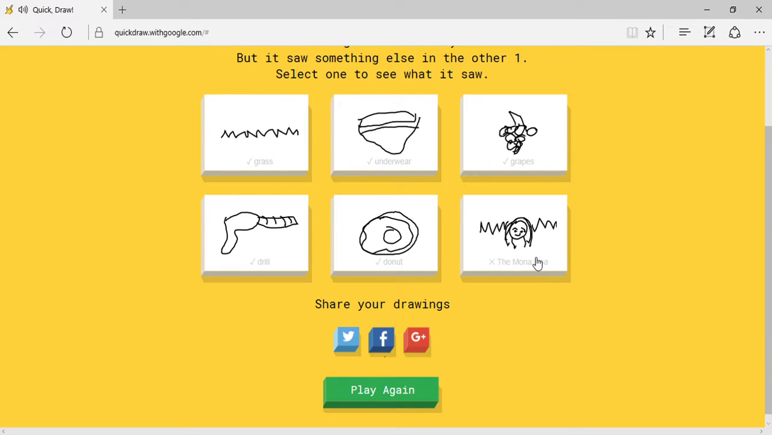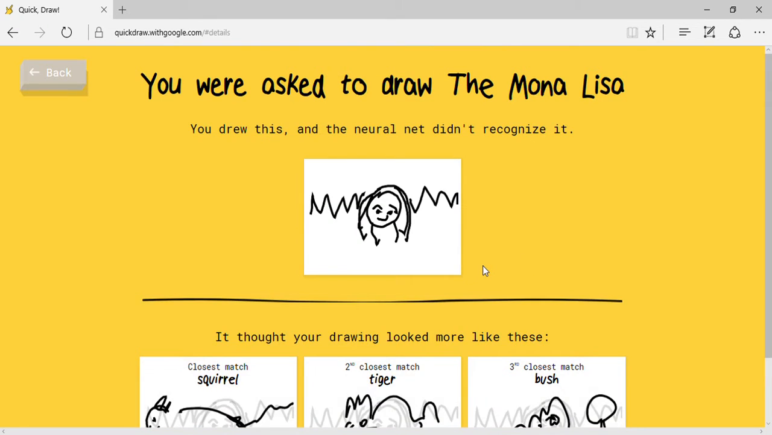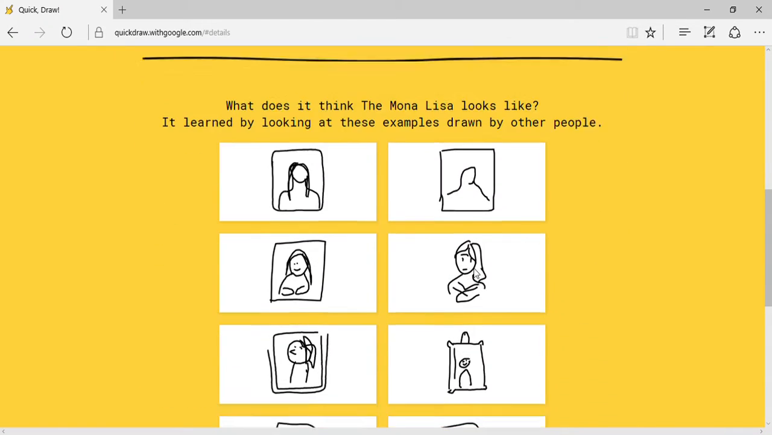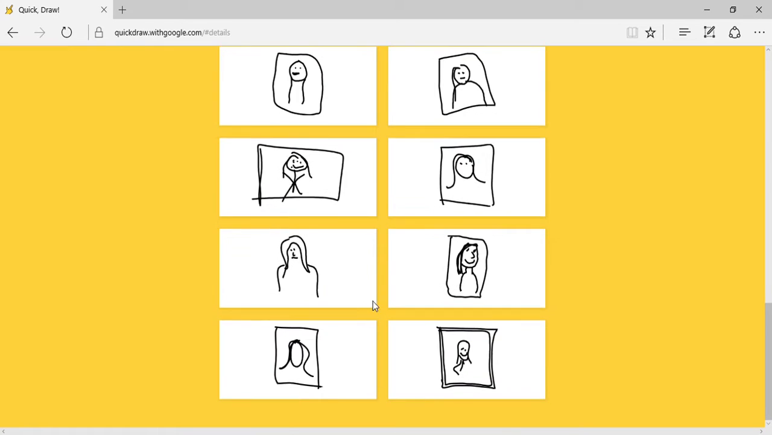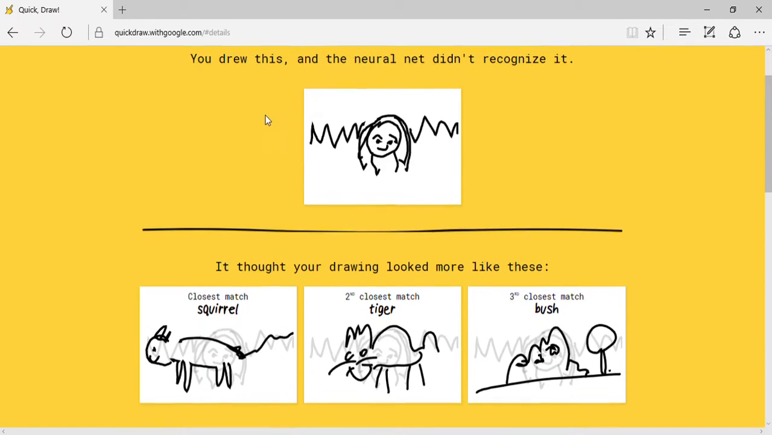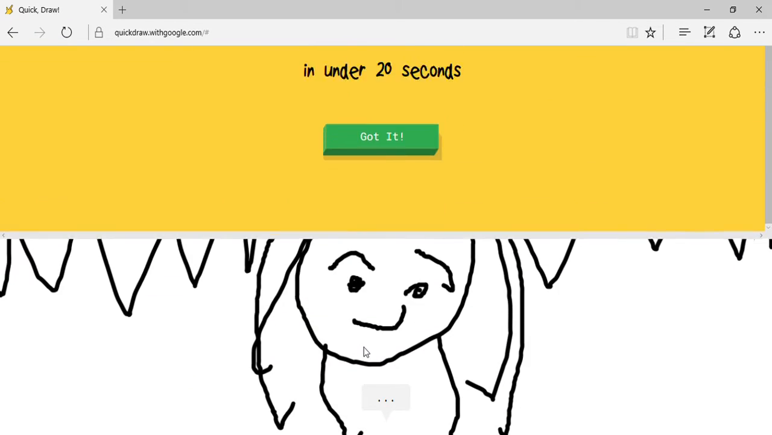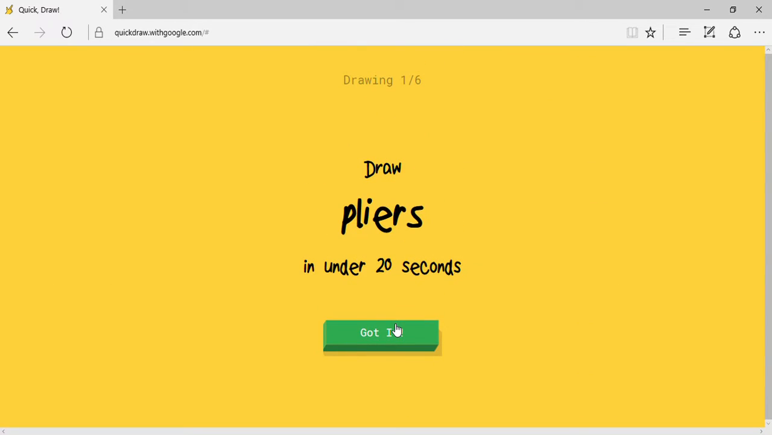Let's see what the Mona Lisa they drew looks like. Okay, kind of bush. Oh, we need to add a picture frame so they can guess it. Okay, now I understand it. Let's play again. Okay, pliers. What do pliers look like again? Oh, yeah, there.